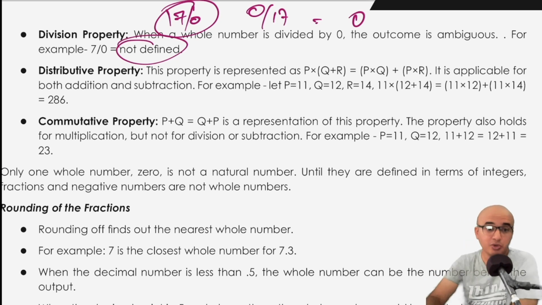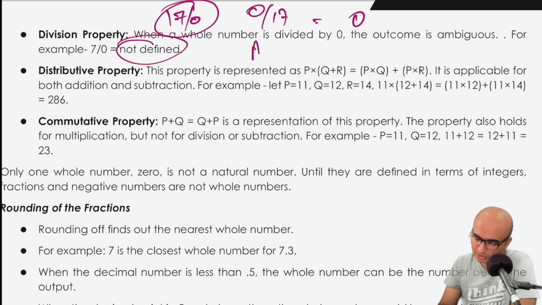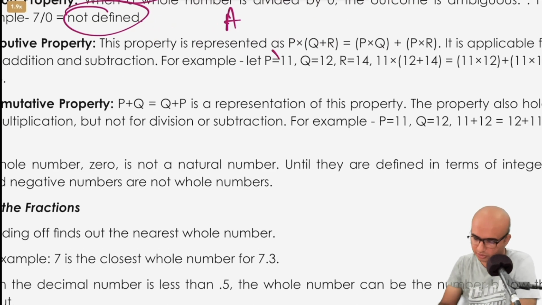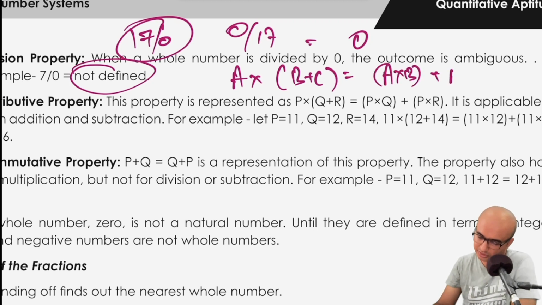Then comes the distributive property. Imagine you have 3 numbers, A, B and C. This distributive property is like a DJ at a math party. No matter how you mix and match, you'll still get the same result. For example, A into B plus C equals A into B plus A into C.